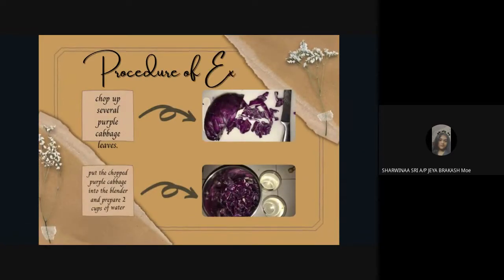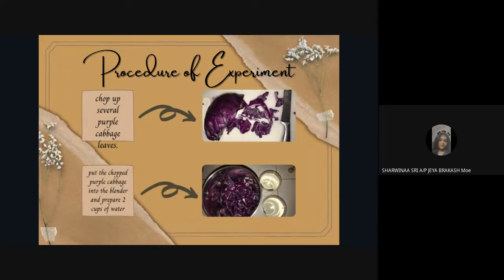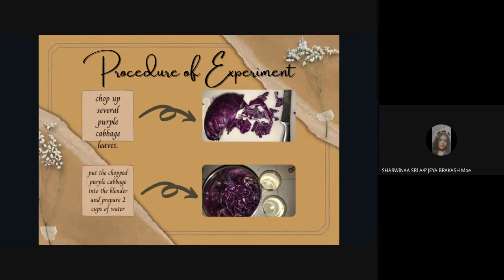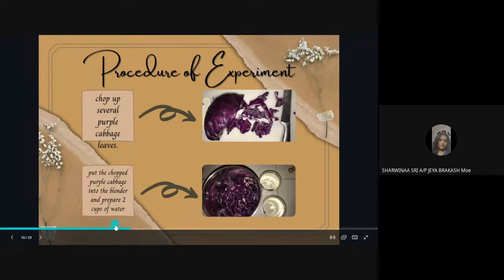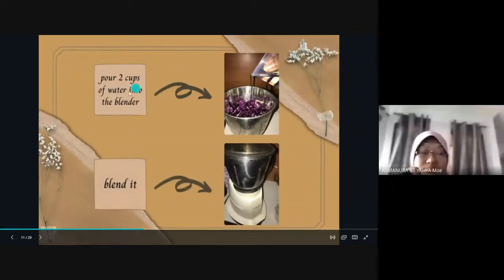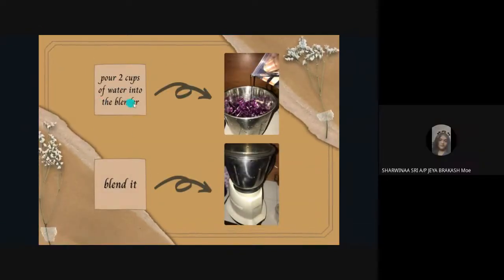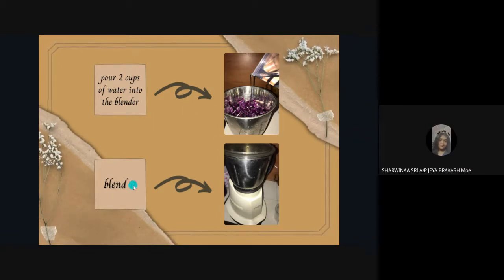Now let's turn to the procedure of the experiment, which needs a lot of patience when you follow all the steps. So let's look at each step one by one. Firstly, we have to chop up several purple cabbage leaves. Next, put the chopped purple cabbage into the blender and prepare 2 cups of water. Thirdly, pour the 2 cups of water into the blender and blend it.